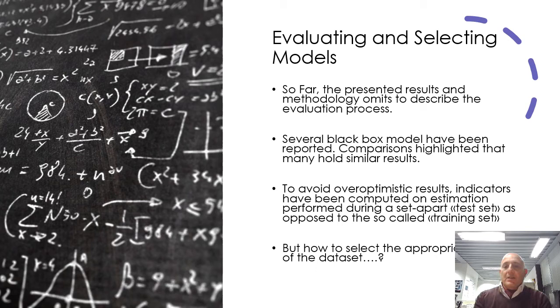We have also already encountered several black box models, and we have also seen that in this particular case, the comparisons highlighted that many hold similar results, which is something that is commonly found. But to avoid over-optimistic results, these indicators have been computed on estimations performed on a set apart called test set, as opposed to the so-called training set. So what we have done, we have divided our data set into 2 basic sets: a set of data that have been used to derive the calibration, and the other one that is used to evaluate the performance. This process is called validation.